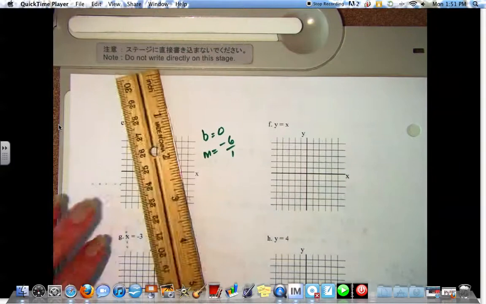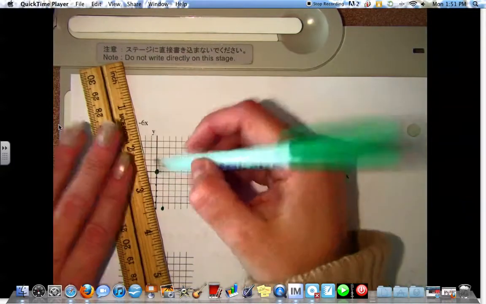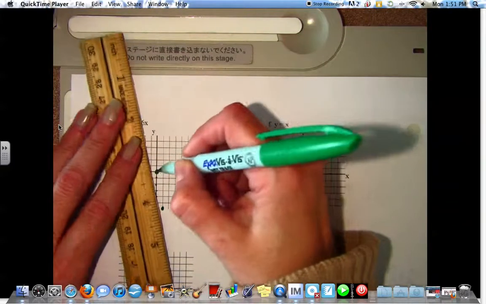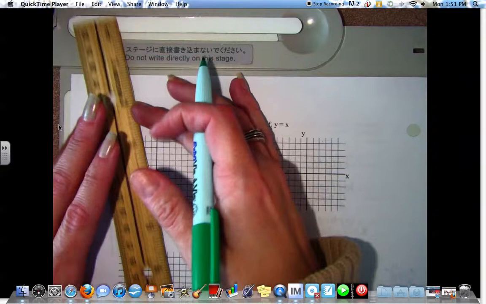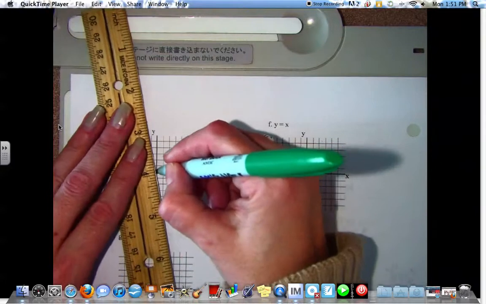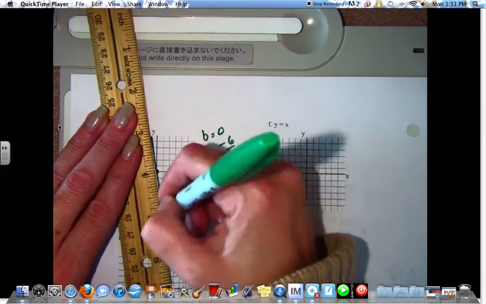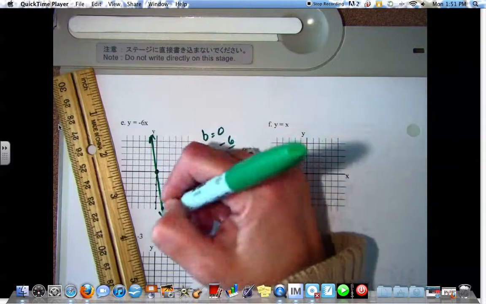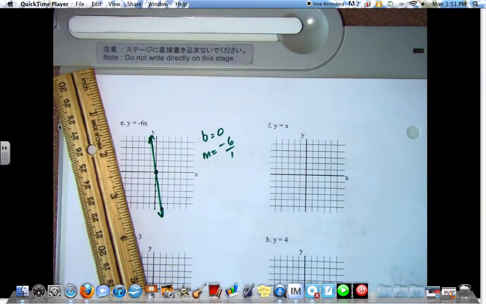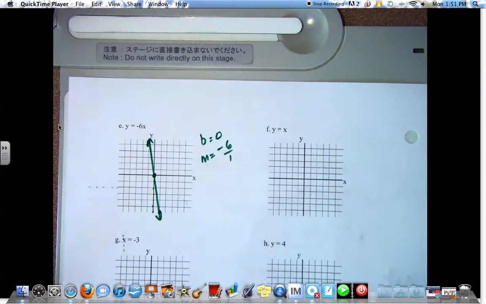Remember, when you're graphing slope, you're doing rise over run, which is completely opposite of graphing ordered pairs. Because with ordered pairs, we always do the x first and then the y. So this sometimes feels unnatural for us because we're doing the rise first and then the run. So it's backwards.